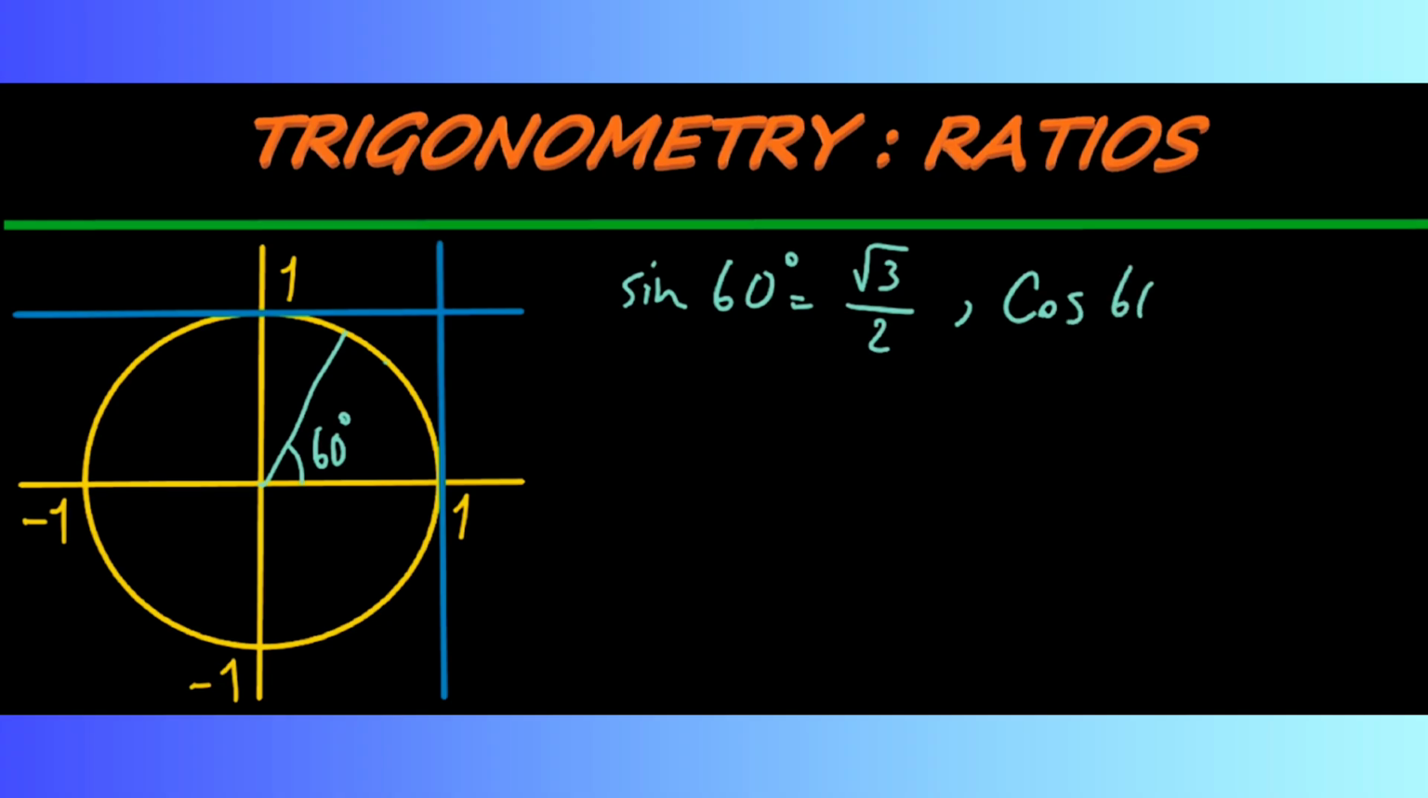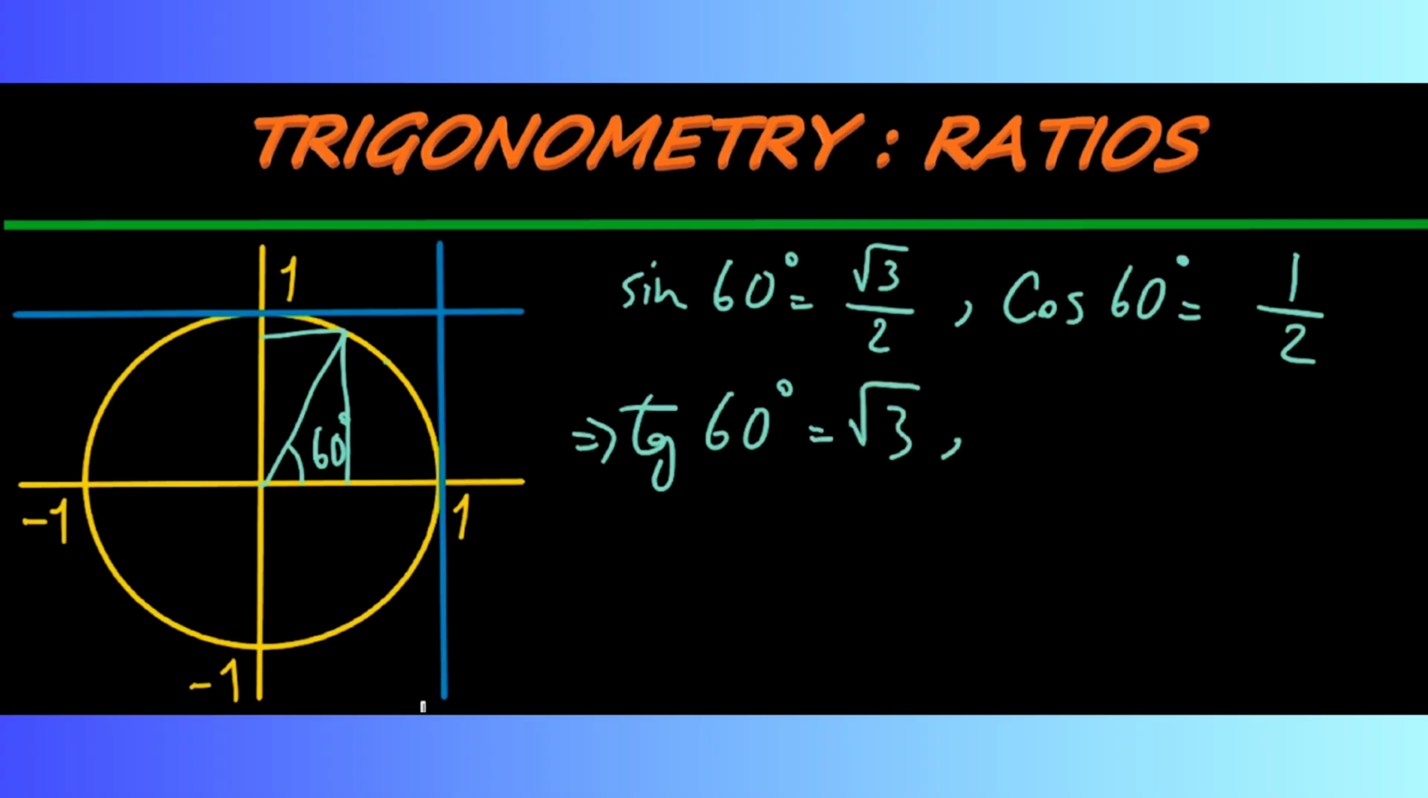The next famous angle is 60 degrees. Its sine, cosine, and tangent, cotangent are the exact opposite of 30 degrees. It's all because they make a 90-degree angle together.